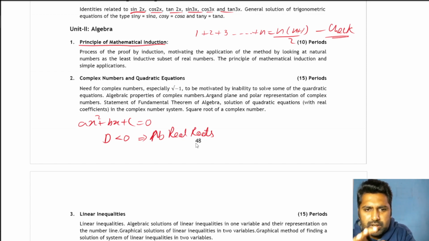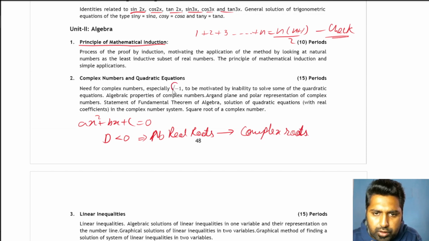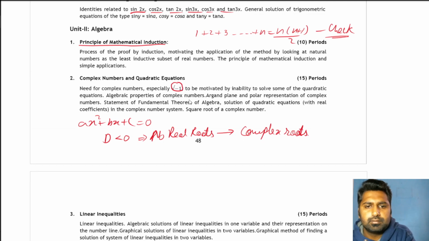If I talk about complex numbers, they start from here. No real roots, that means they are actually complex roots. So we'll talk about that. The beginning starts from square root of minus 1. Inside the square root, a number has to be positive. But what if the number becomes negative? We'll say it is not defined as such. Inside square root, a negative number cannot come.